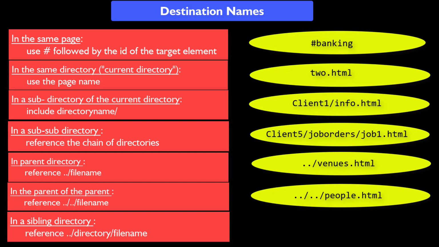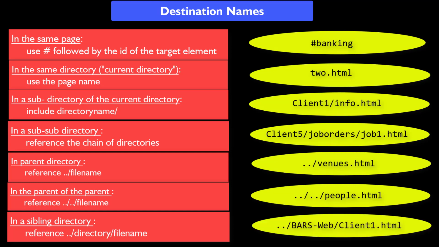In a sibling directory, same parent but different directory, you need to go up to the parent .. then into the sibling directory, then reference the file, resulting in ../directory name/file name. For example, ../bars-web/client1.html. So let's make it work.